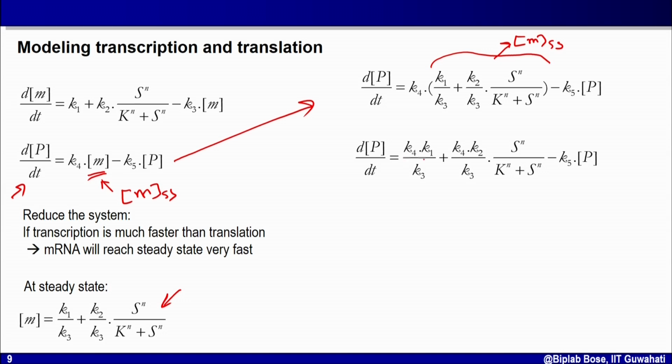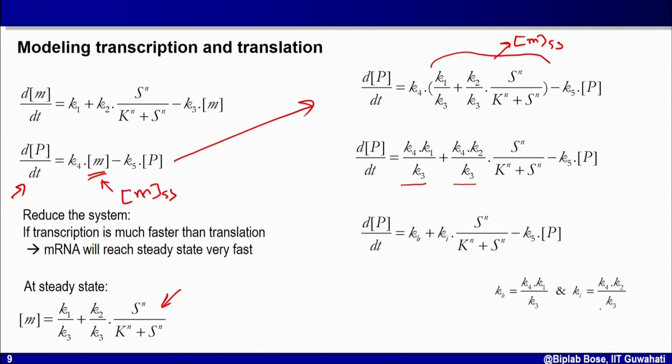I will take K4, K1 and K3 together, and K4, K2, K3 together. I can replace this one by a new parameter, and this one by a new parameter, and I get this relation: dP/dt equal to Kb, that is the basal rate of production.